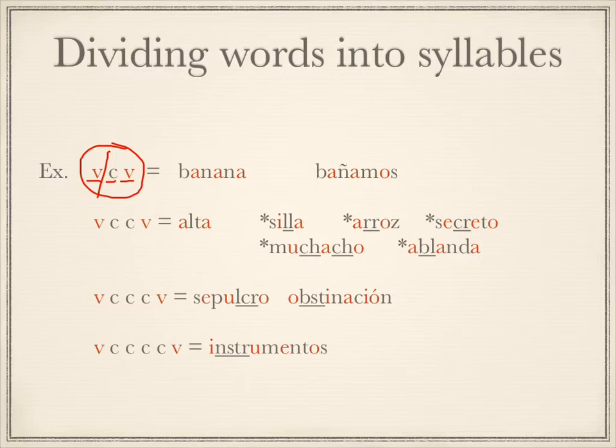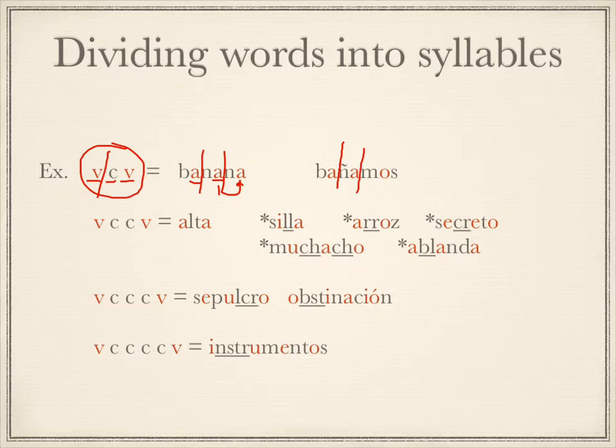We're going to start with looking at the vowels, like banana. We have a and a. So we're going to divide it right there between the vowels. Then we go between this vowel and this one. We're going to divide it the same. So there are three syllables in banana. Here we have bañamos. We're going to do the same thing. We will go between the vowels, in red. We divide it right there. Ba, ña, mos.